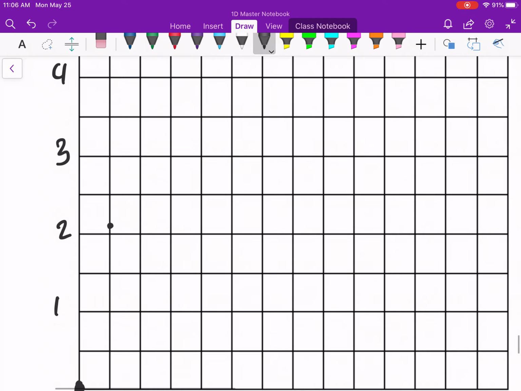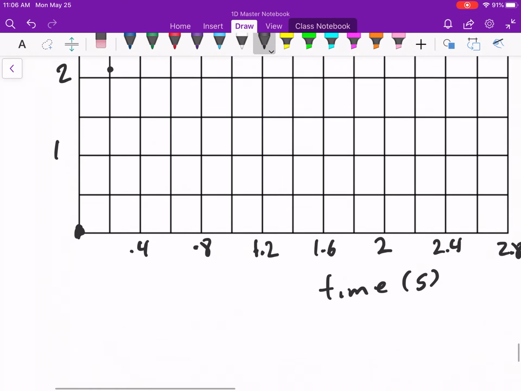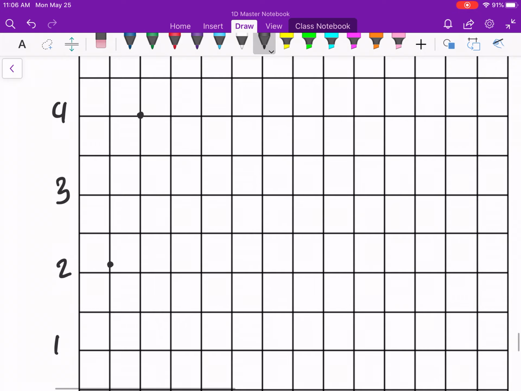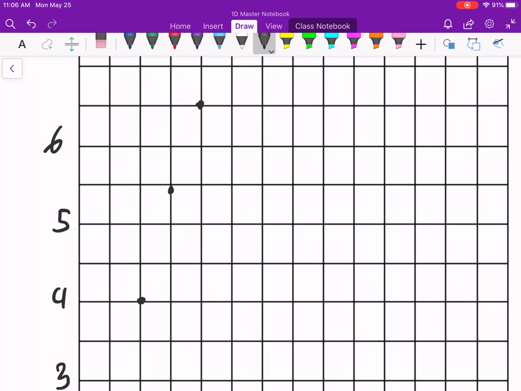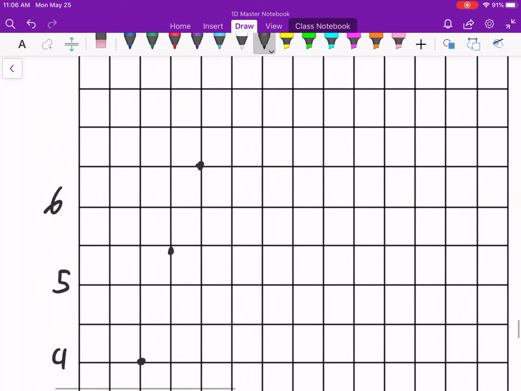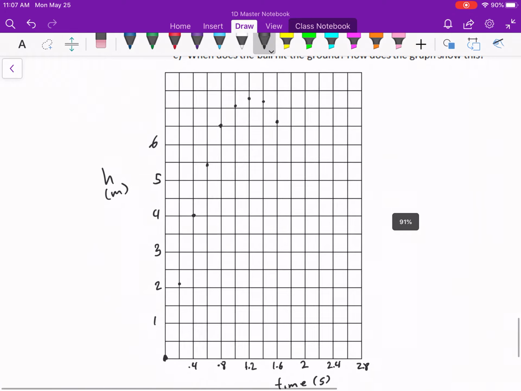And 0.4 and 4. 0.6 and 5.4, 0.8 and 6.5, 1 and 7.1, 1.2, 7.3, 1.4, 7.2, and 1.6, 6.7. Okay, there's my ordered pairs.